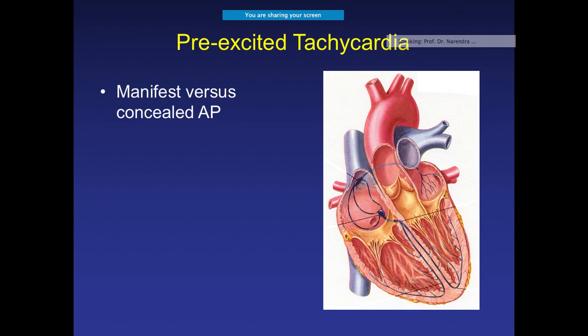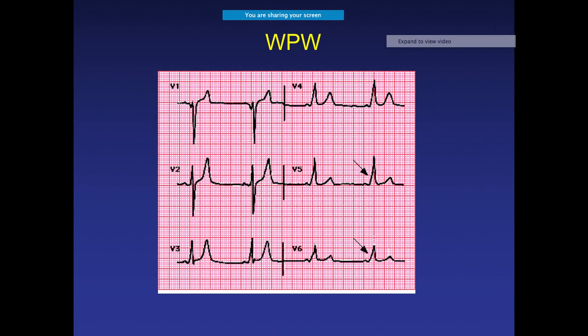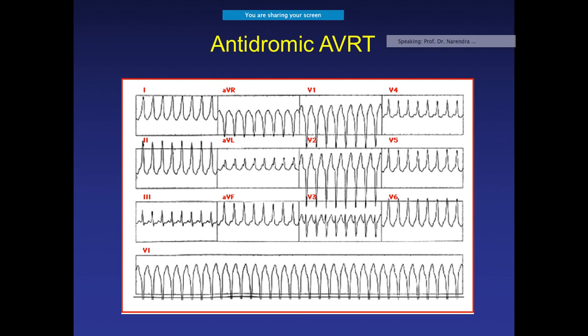One of the common things which always confuses a lot of people is manifest versus concealed. So how do you differentiate that? A lot of times, as I had said, you will see a shortened PR and a delta wave. So yes, you will know this is the accessory pathway. But a lot of times the short PR may not be present. What may happen is that only when you have a tachycardia, you may be able to see it. So for example, a tachycardia like this.